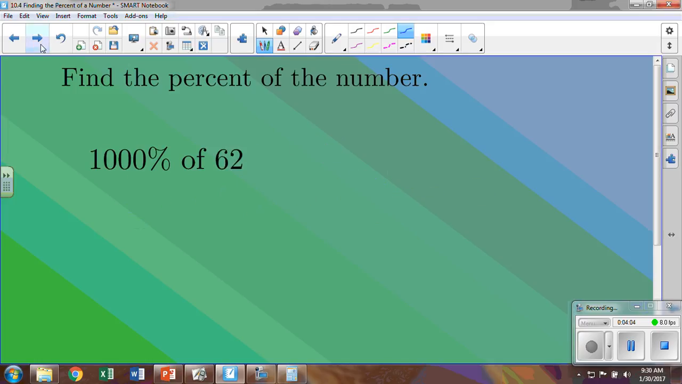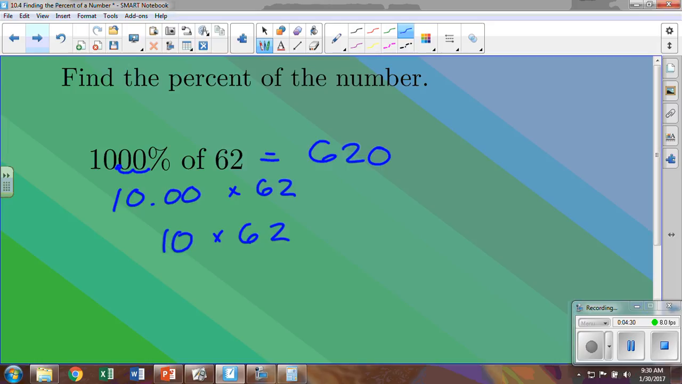What about here? 1000% of 62. We're going to use decimals. 1, 2 places to the left. So 10.00 times 62, which of course is no different than 10 times 62. 10 multiplied by 62 gives you 620. Done.